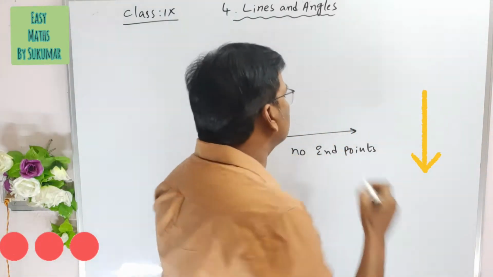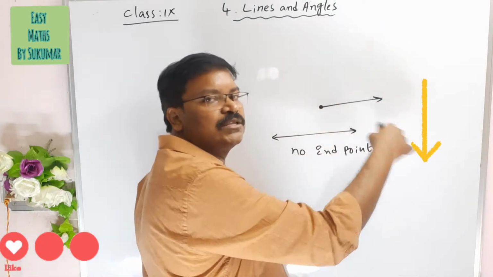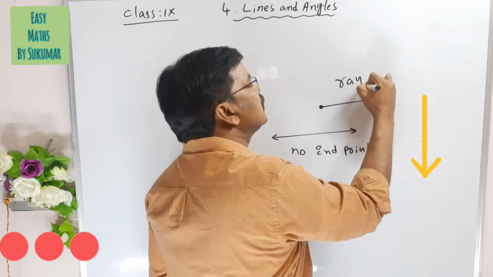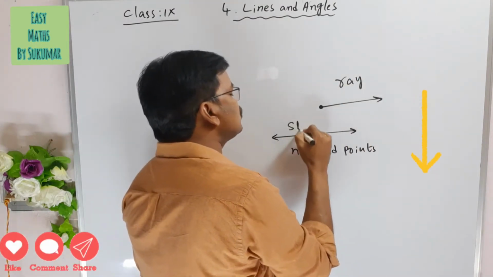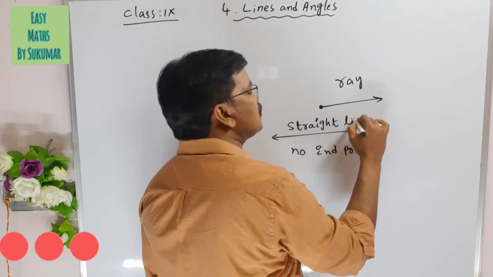A ray means it has only one end point. There is no other end point. So this is a ray and this is a straight line.